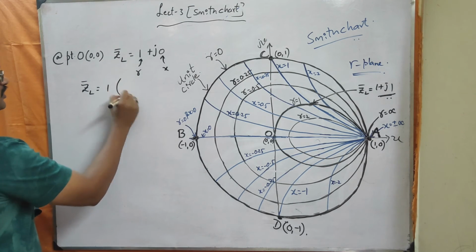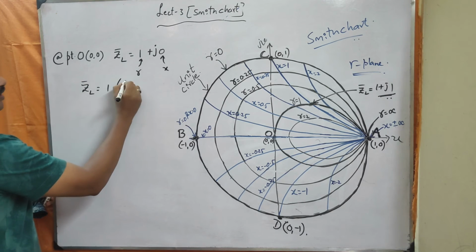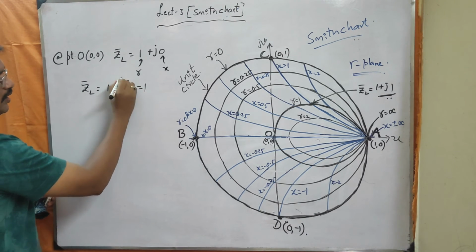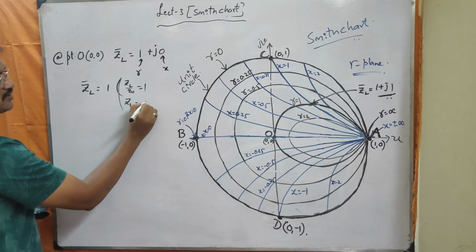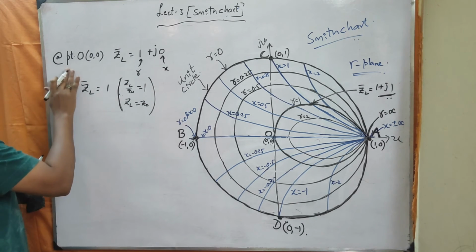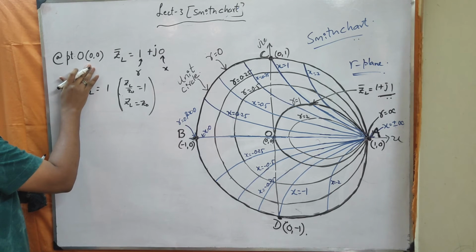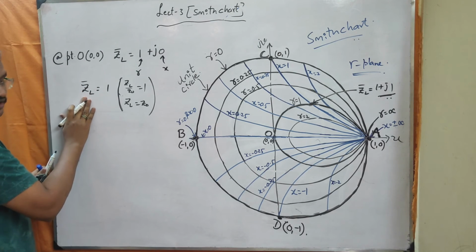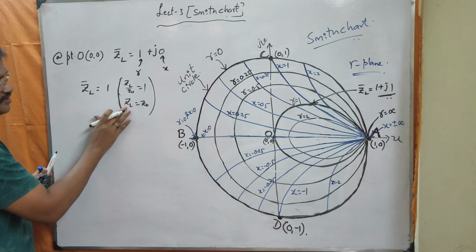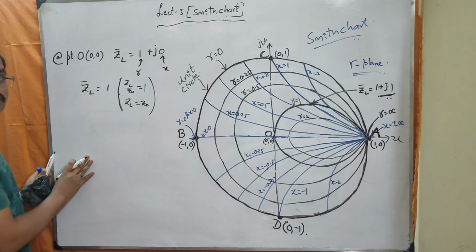Okay, so that means what here? ZL bar is equal to 1 means what? ZL bar means ZL by Z0. ZL by Z0 is equal to 1. So this means ZL is equal to Z0. So that means at this origin point, the normalized load impedance is equal to 1. That means at this location, ZL is equal to Z0.